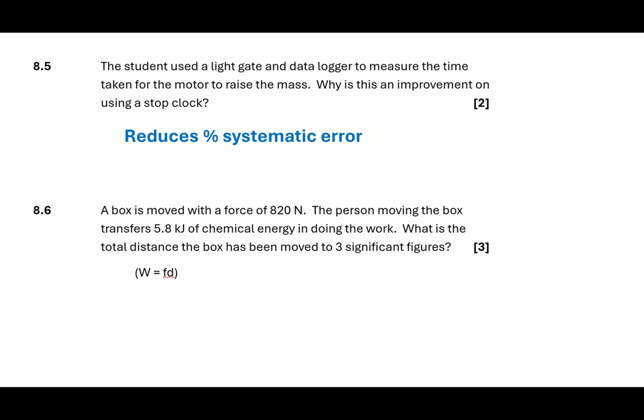So this reduces the percentage systematic error by removing human reaction times. And you have to state that. You've got to say, I'm removing human reaction times. So in doing that with the stop clock, I've got some errors that I'm introducing.